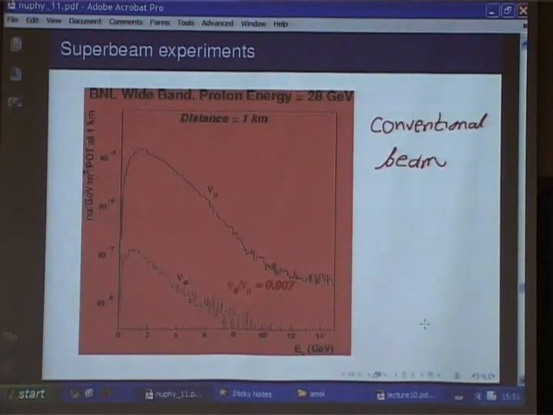What is the experiment? I create a flux of muon neutrinos that looks like this. I go far away and detect what I see. I want to see the probability of muon neutrino going to electron neutrino. That's my aim. I have a detector which detects electron neutrinos.